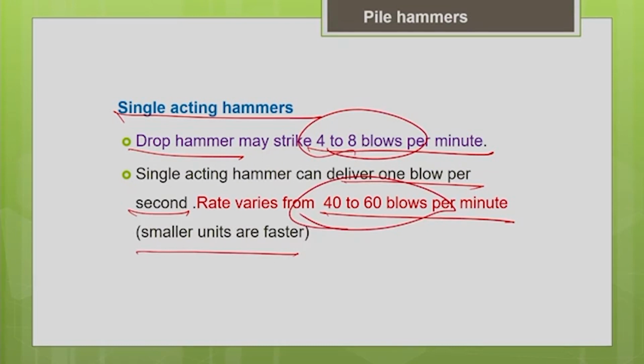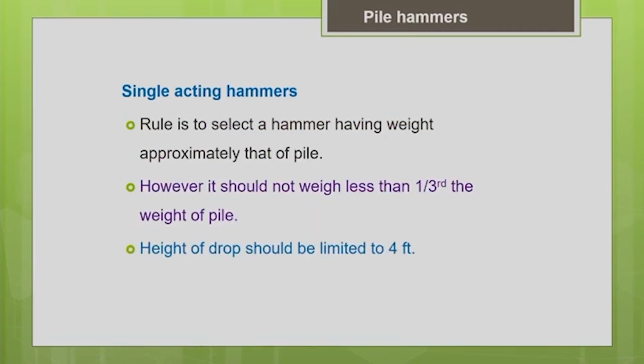So, that is why when you are concerned about the productivity of your job, if you have a tight deadline, it is preferable to go for single acting hammer. And again the guidelines are given for single acting hammer. As I told you, the basic rule is select a hammer having a weight approximately equal to that of the pile. So, at least the hammer weight should be equal to that of the pile.